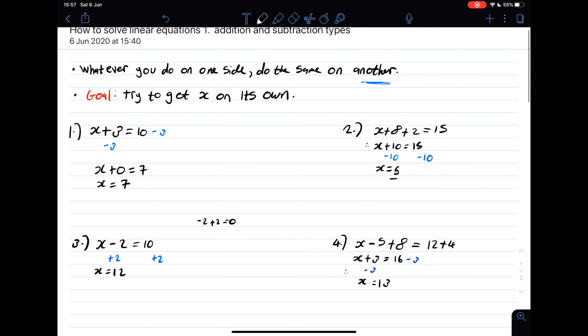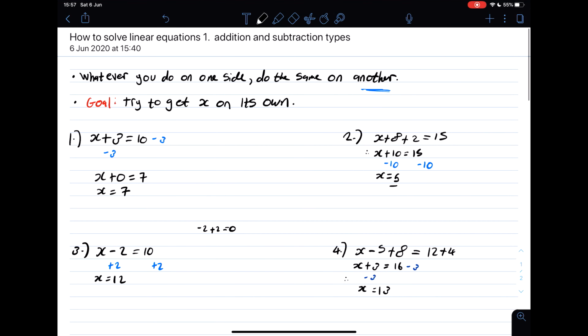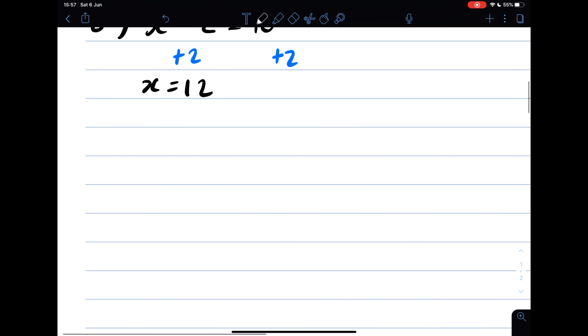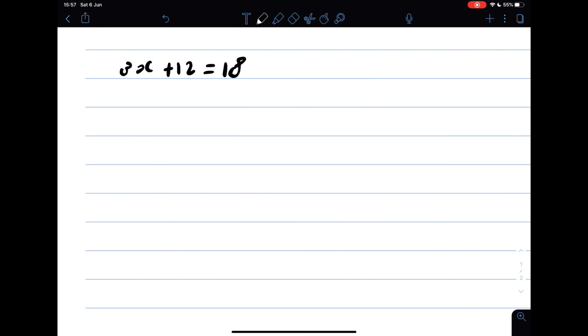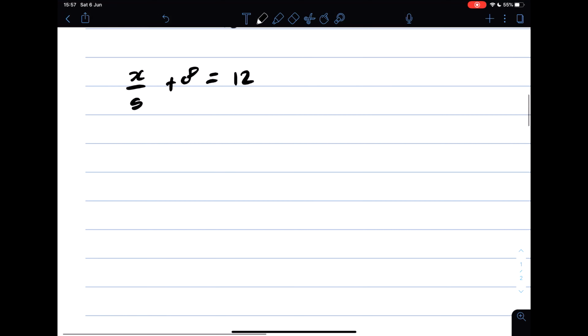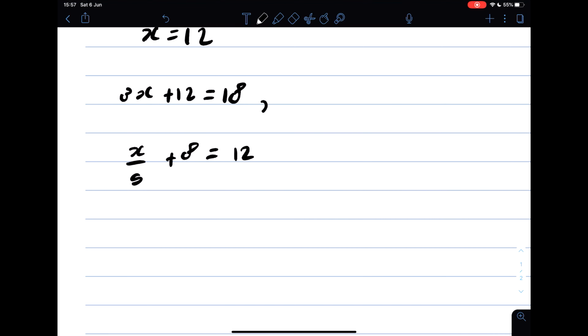There you go. I hope you got that right. Now I'm going to make another tutorial about what to do when you have situations such as 3x plus 12 equals 18, or other situations where you get, for example, x over 5 plus 8 equals 12, and other situations as well where you would have, actually I think this will fall into this video, but you would have 3 over x plus 2 equals 8.